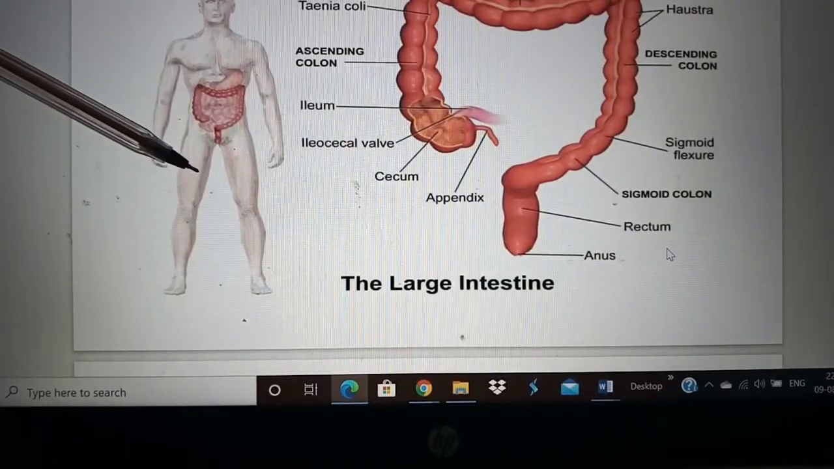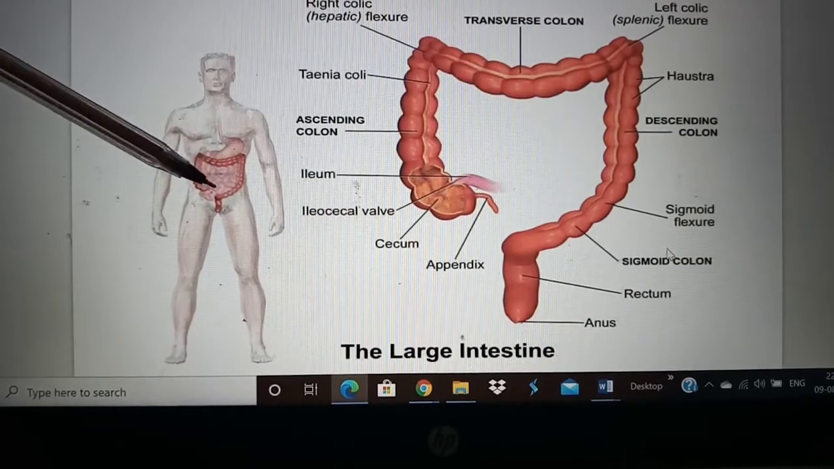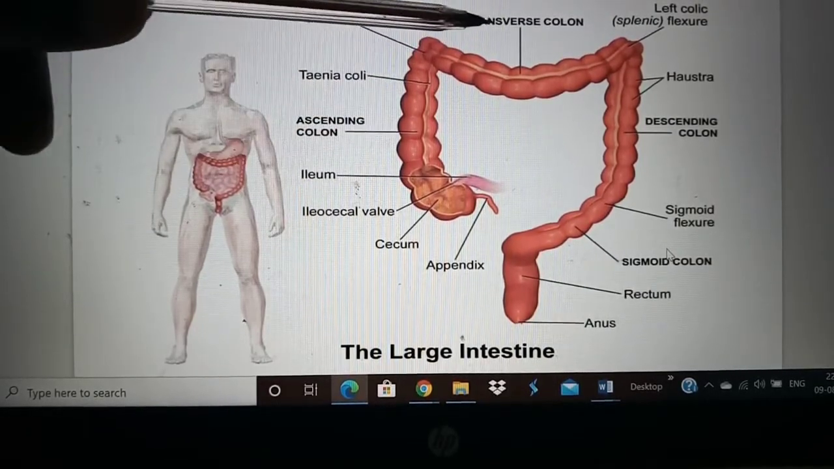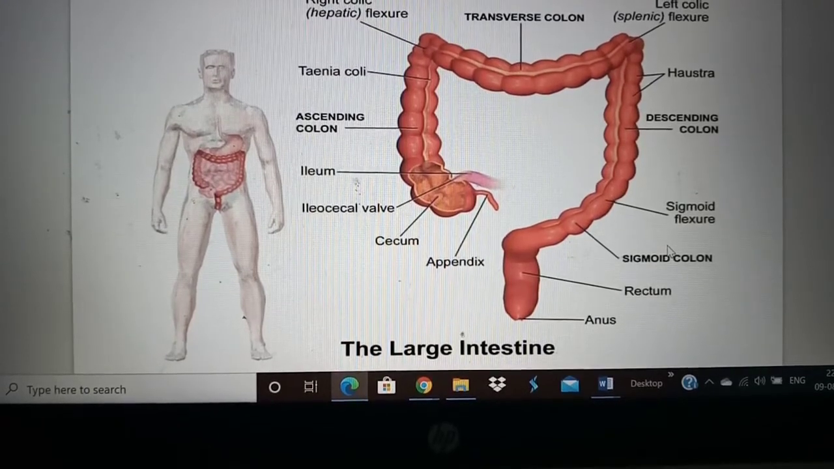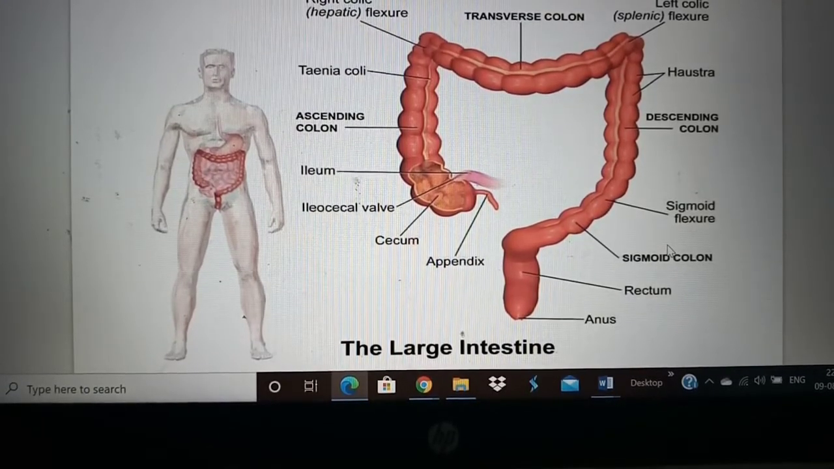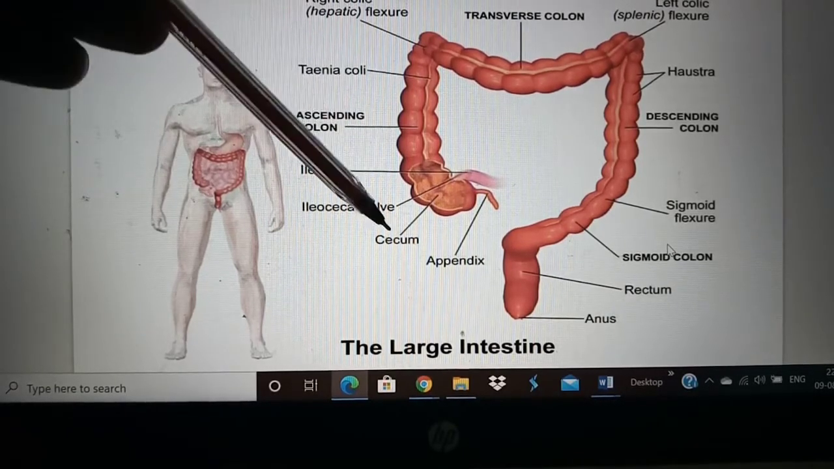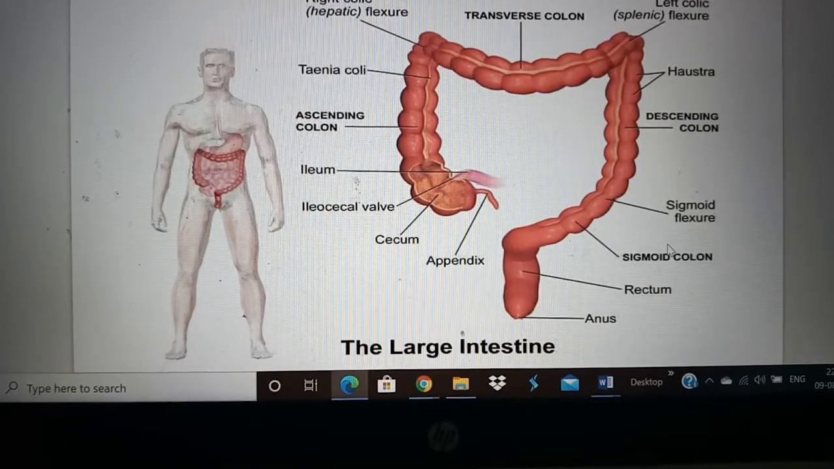As you can see in the picture of the large intestine, the male colon is around 166 centimeters and the female colon is 155 centimeters. There are 4 principal regions: the cecum, colon, rectum and the anal canal.